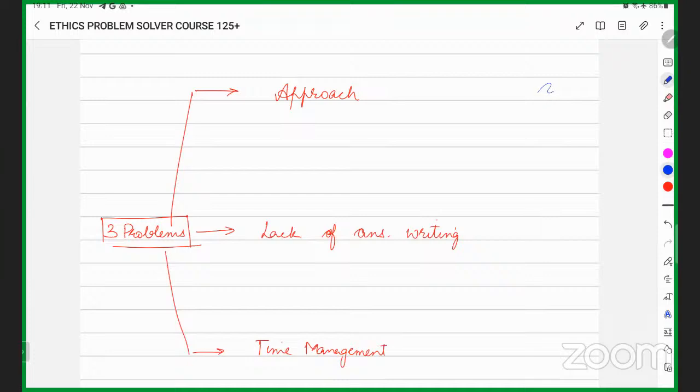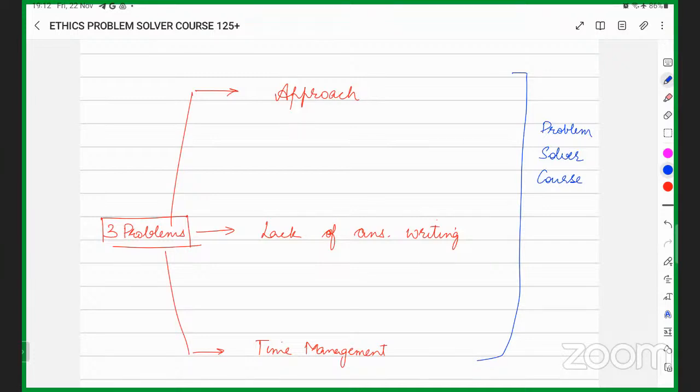Now, precisely these are the three problems that this course will try to address, or we will try to work upon. This is the reason we call this program the problem solver course. Now let's look into what the issues are when it comes to the approach.